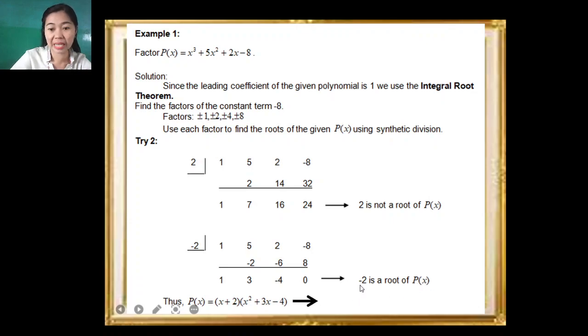So kung root si negative 2, we can write this in factored form as x plus 2. So ilalagay lang natin siya in binomial form, x plus 2. Ayan. So, pinalitan lamang natin yung sign at inilagay natin siya in binomial form, x plus 2. And then, our depressed equation here is coming from 1, 3, and negative 4. Ilalagay natin yung kanyang expression. We have x squared plus 3x minus 4. Kasi nabawasan na ng isang degree, nag-synthetic division na kasi tayo. So, from third degree, our depressed equation will be x squared plus 3x minus 4.